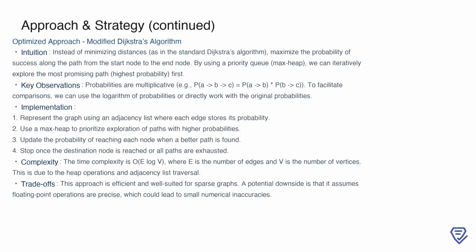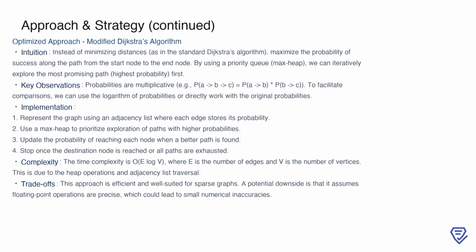Starting from the source node, the algorithm iteratively explores the most promising path first, updating the probability of reaching each node when a better path is found. This process continues until the destination is reached or all possible paths are exhausted. The time complexity of this approach is O(E log V), which is efficient for sparse graphs, as it depends on the number of edges and vertices.